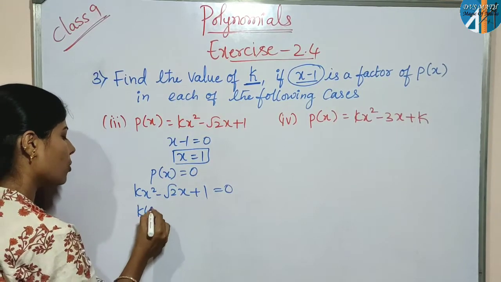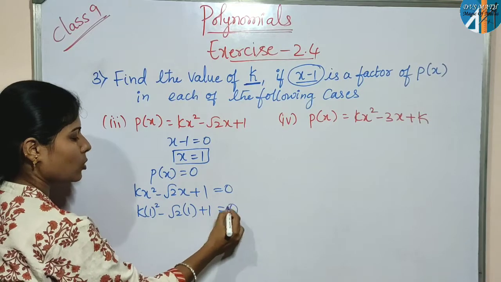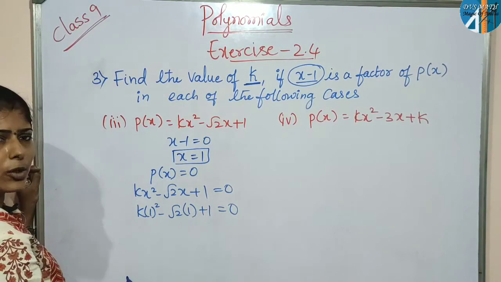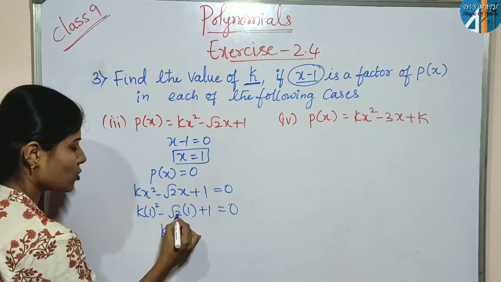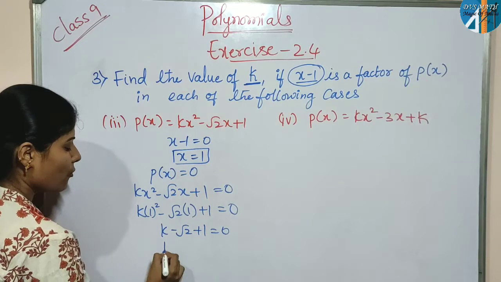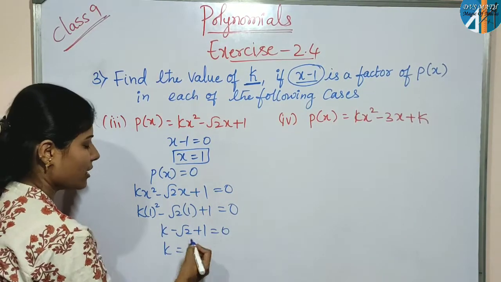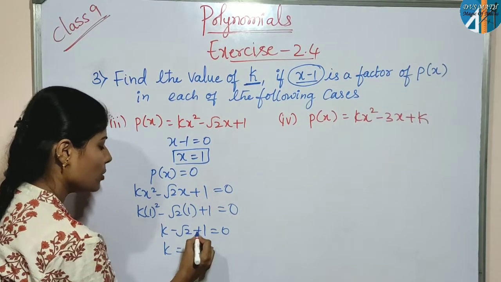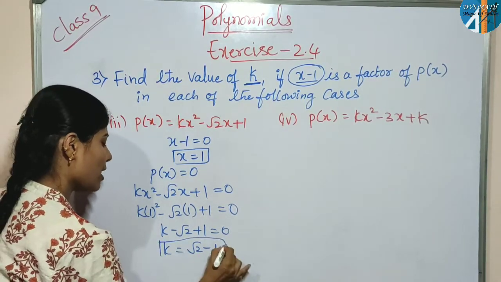So k into 1 square minus root 2 into 1 plus 1 is equal to 0. What is the value of 1 square? 1. 1 into k minus root 2 into 1 root 2 plus 1 is equal to 0. Finally, what you have to do? Take minus root 2 that side, it becomes plus root 2, plus 1 if you shift to the RHS, it becomes minus 1. So what is the value of k?